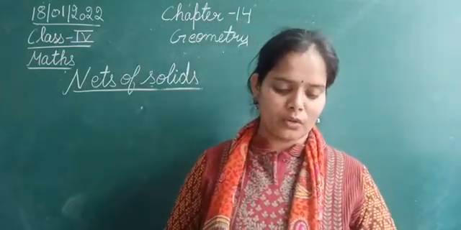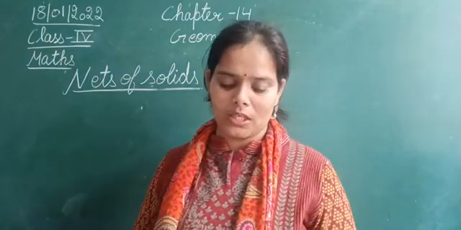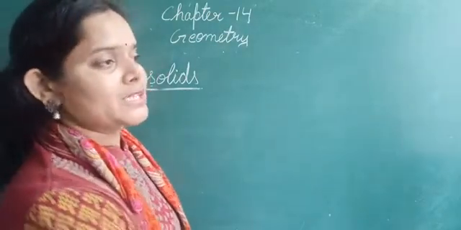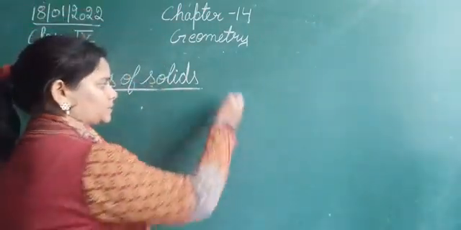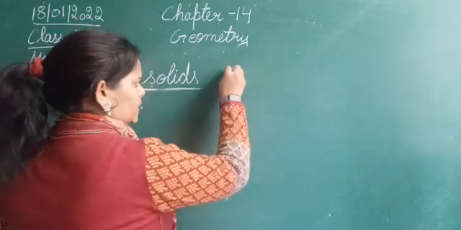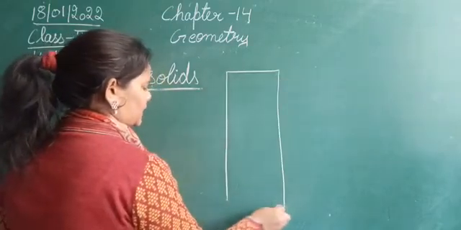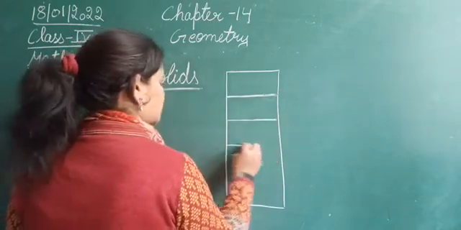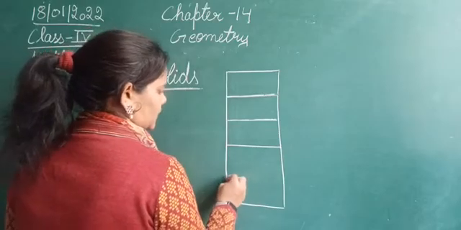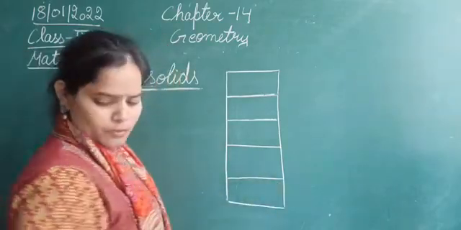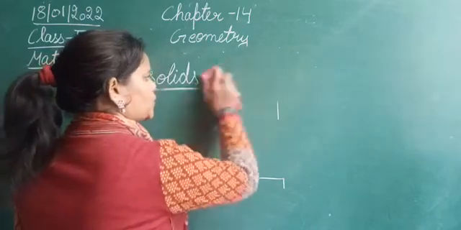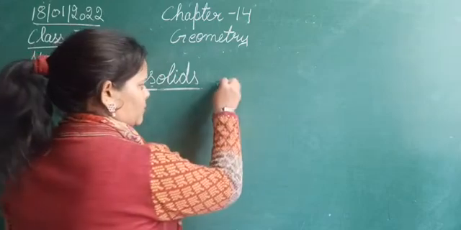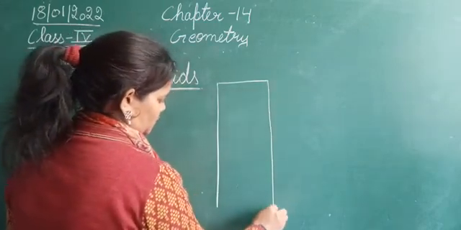Okay, and if I ask you how to find out the nets, look, if I open this, what will it be like? It will open into 6 sides. So it will open like this, like 1, 2, 3, and this is 4. It's a rectangle. A cube will be in the form of a square.